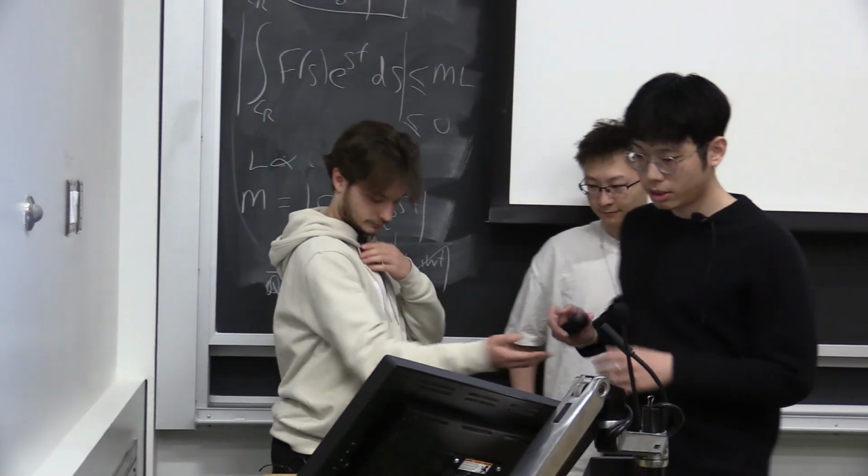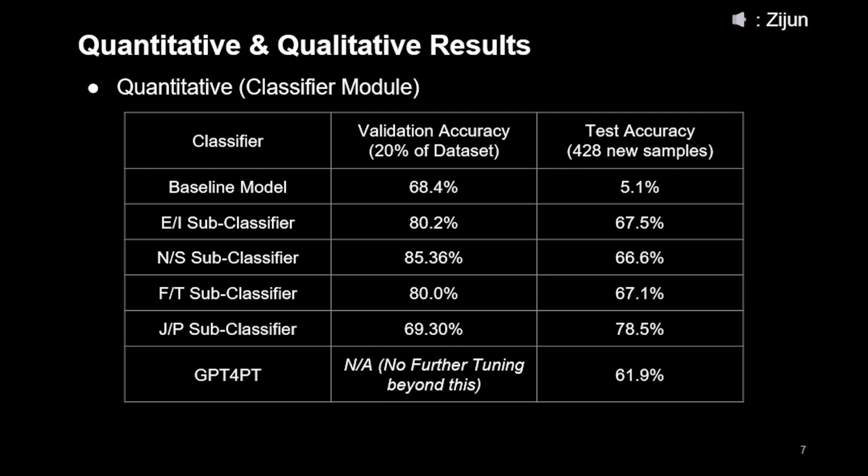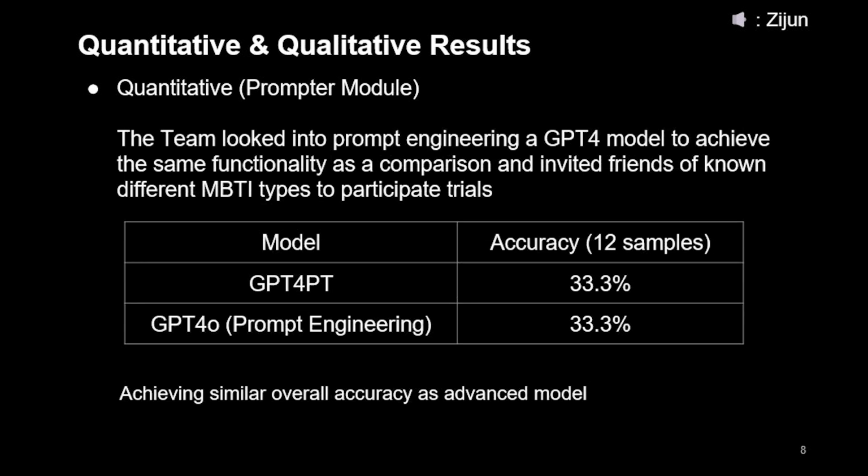Okay, so let's take a look at the results. First of all, when we look at the validation accuracy, we compare it with our baseline model. Just to recall, the baseline model is just one single GPT-2 model that does all the classification. We outperform it on the validation dataset. We also collected a new test dataset, 428 new samples, and you can see that the baseline model simply cannot generalize. And on the prompter module, we also looked into just prompt engineering a pure GPT-4 model, as a comparison, and we achieved similar results.